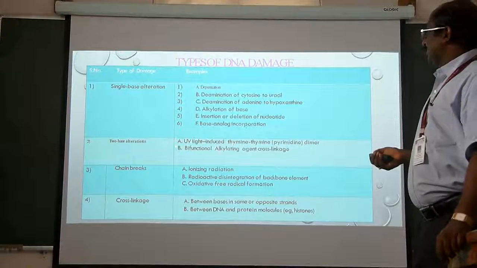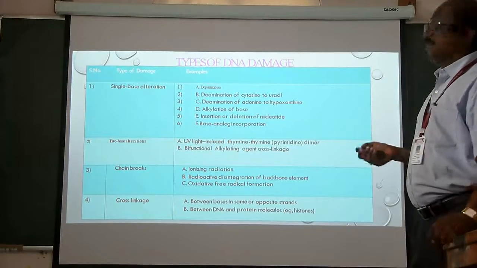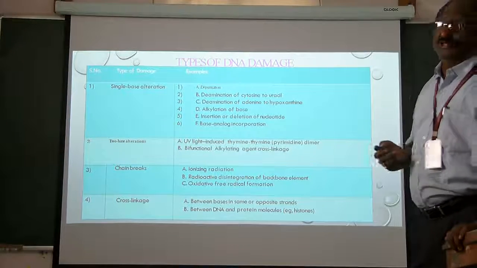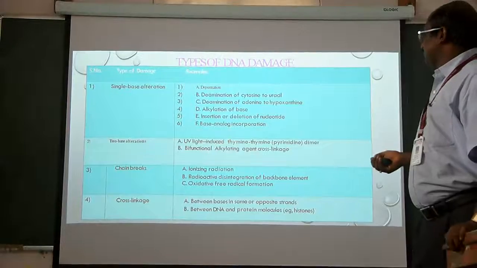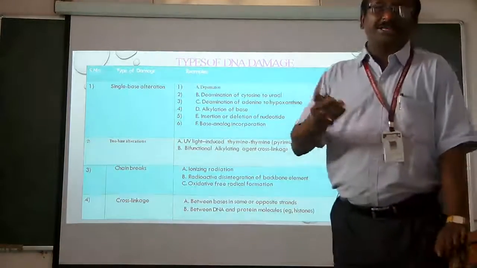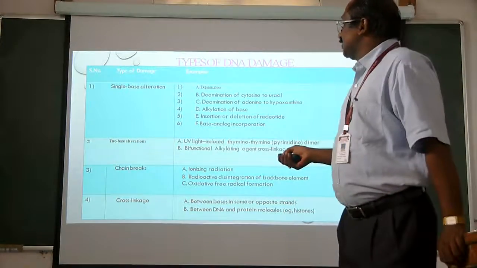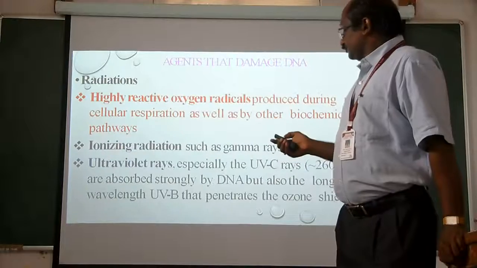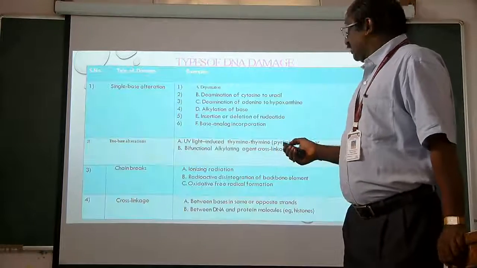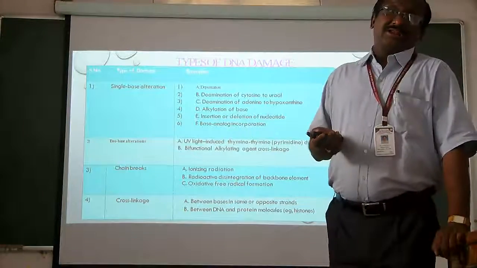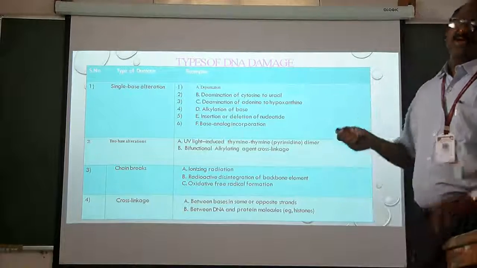It may be the UV light induced thymine dimer, what is also called the pyrimidine dimer. It is a bifunctional alkylating agent causing cross linkages, which cross the base pairs. So you can see the two base pair alterations which lead to the damage of DNA.